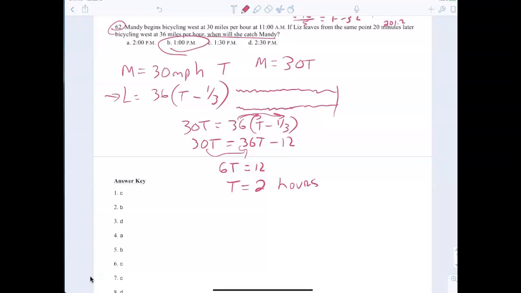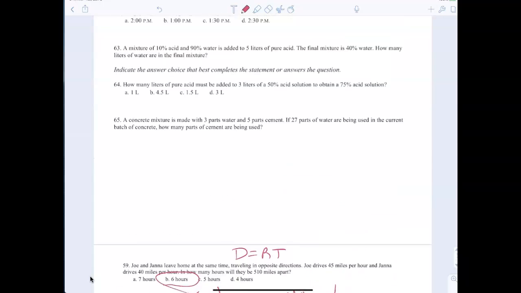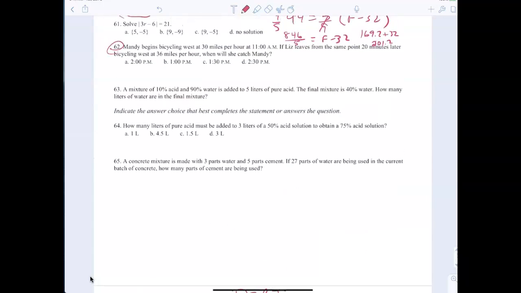That was 62. Let's take a look at 63. We didn't do the mixture problems, guys. So 63 is out, and 64 is out. Yeah, and 65 for that matter.